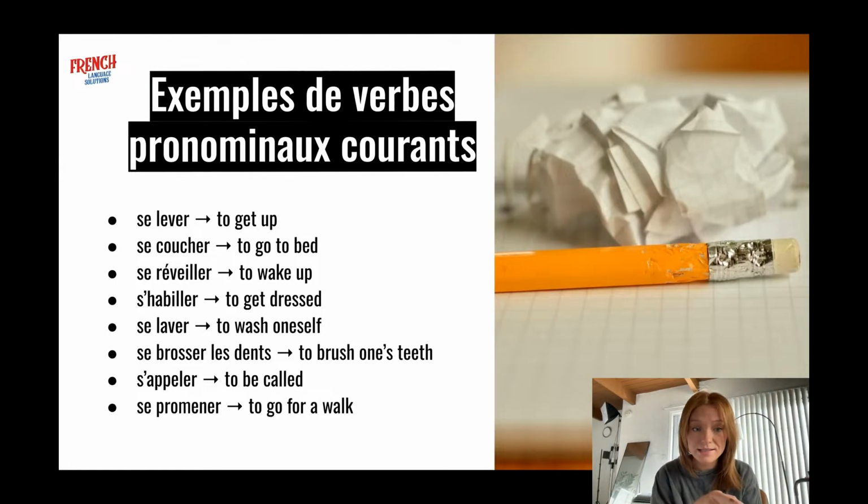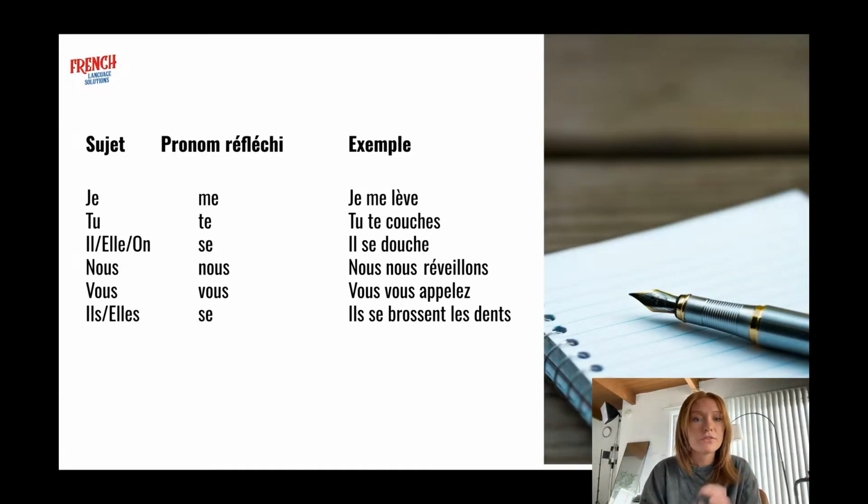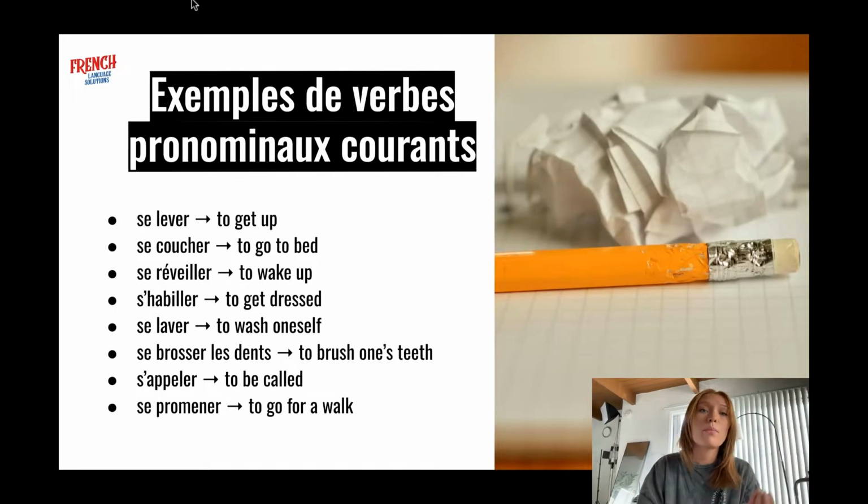I see that my verb has the se. What is the se for je? Because I want to say I. For je, it's me. So I say, je me promène. And I'm going to finish my verb promener with the e, because it's for je. Tu te promènes, etc.